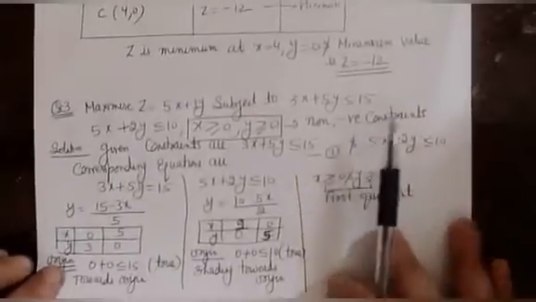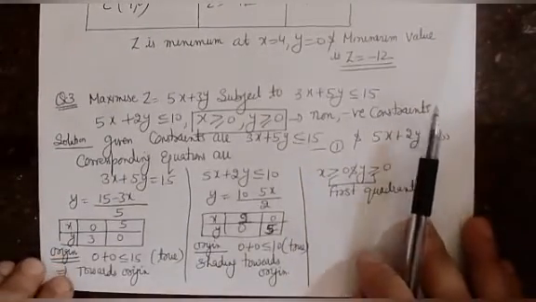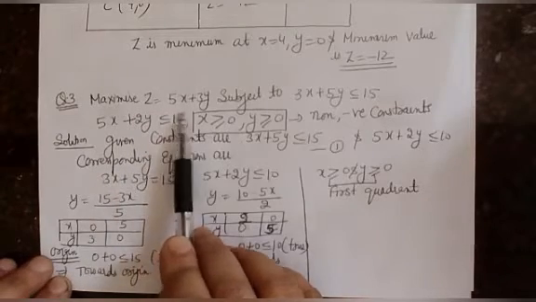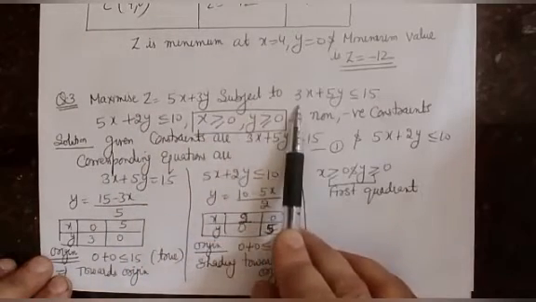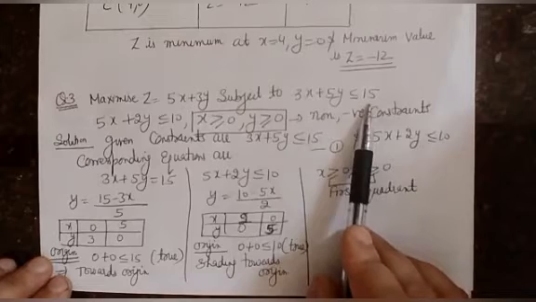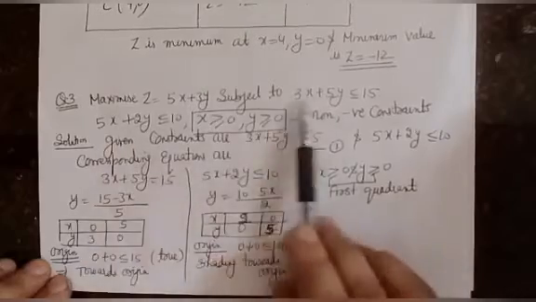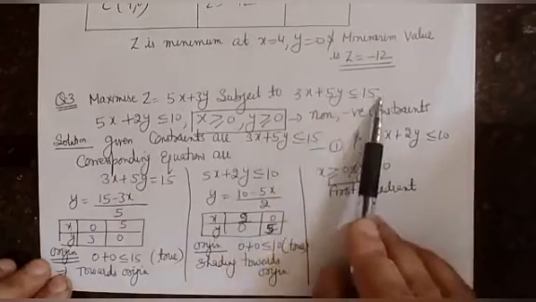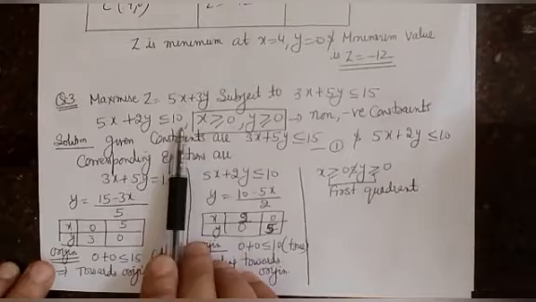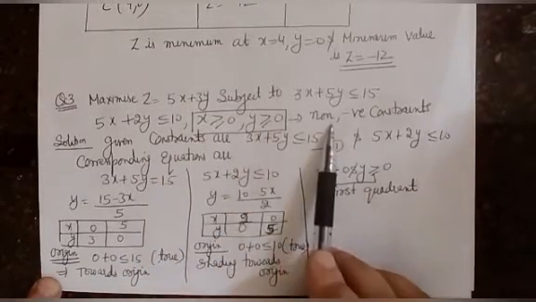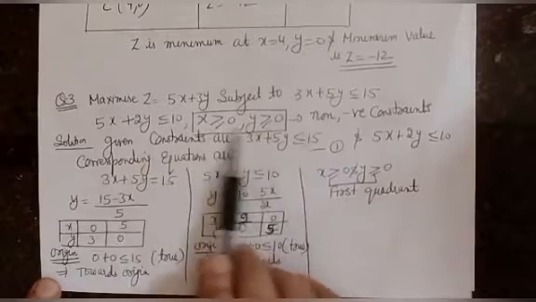Let us see your question number 3. You need to maximize z is equal to 5x plus 3y subject to 3x plus 5y less than equal to 15. Okay, so the inequations given here are 3x plus 5y less than equal to 15, 5x plus 2y less than equal to 10, and x greater than equal to 0, y greater than equal to 0. They are non-negative constraints.